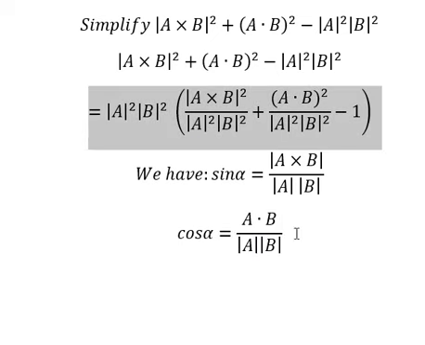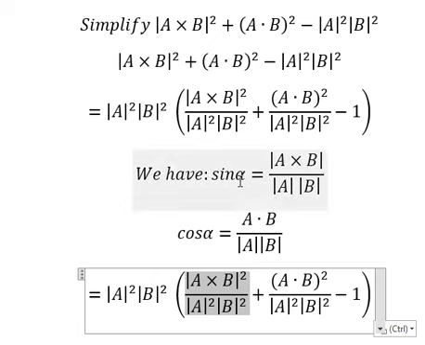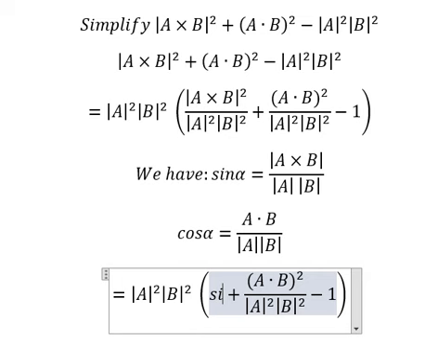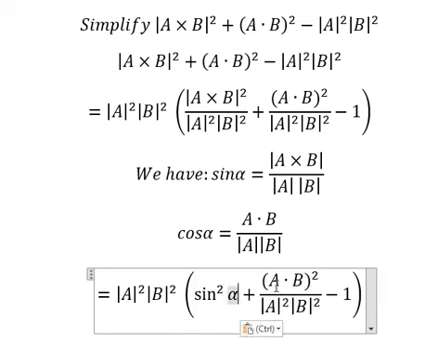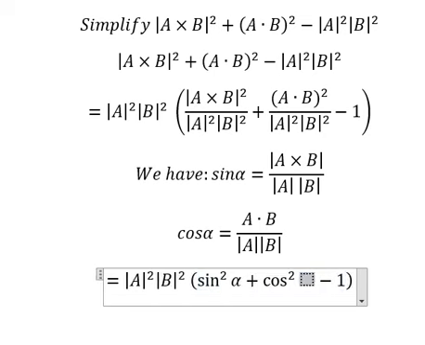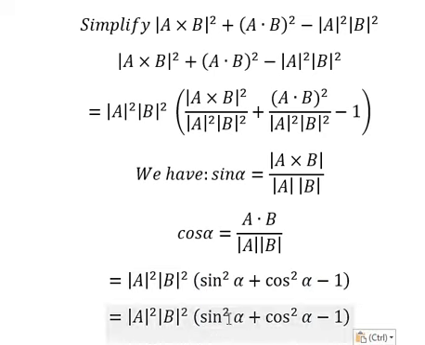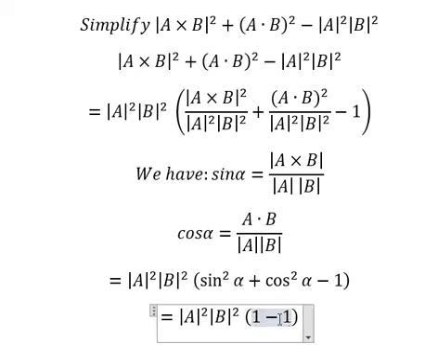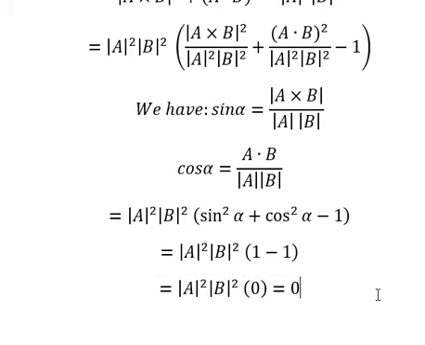So this one we change to sine alpha, because we still have the power of 2. So we have sine alpha squared, and the second one we have cosine alpha squared. We know that this equals 1. 1 minus 1, you get 0. And we have 0, and this is the final answer.